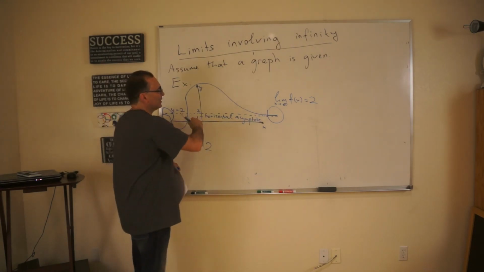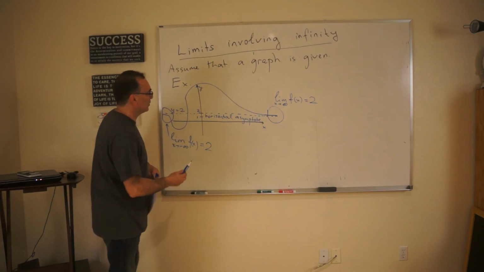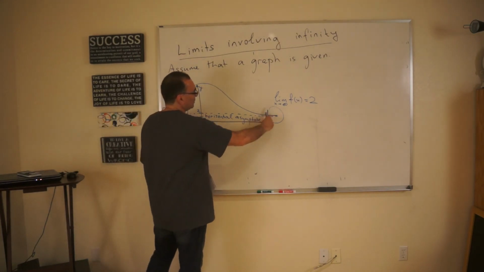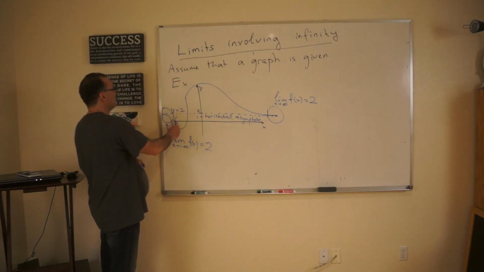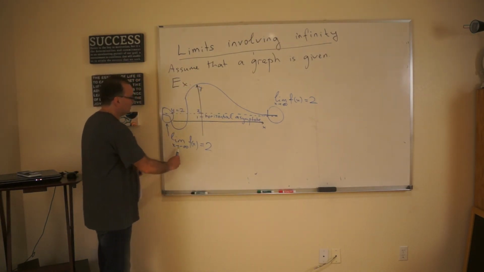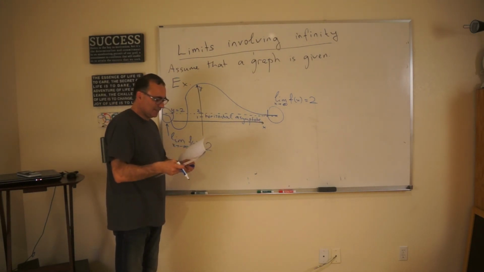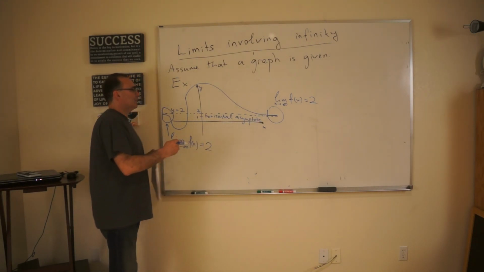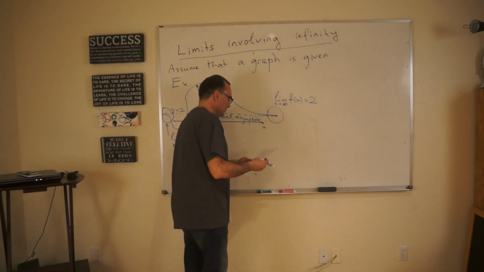So once again, here is how to tell limit at infinity from graph. It's a horizontal asymptote. The right-hand side of the graph means limit as x approaches infinity. The left-hand side of the graph means limit as x approaches negative infinity. So that's how to calculate or to estimate the limit of a function as x approaches infinity.